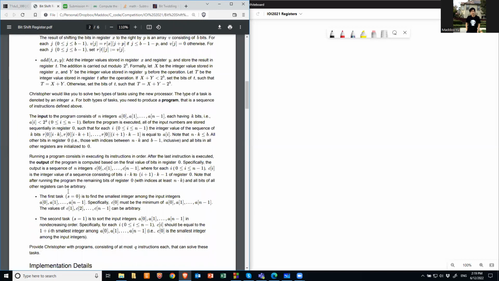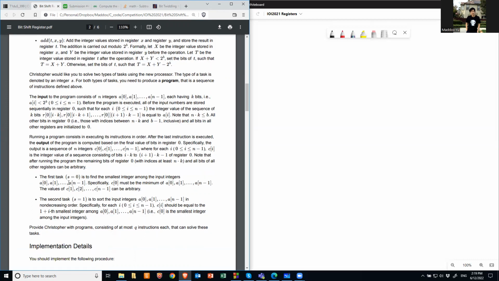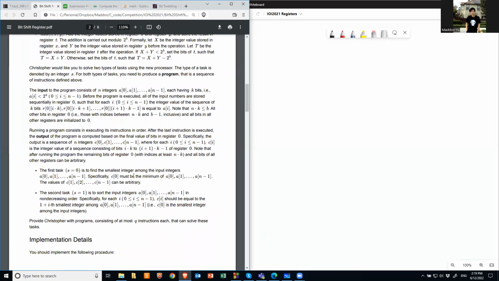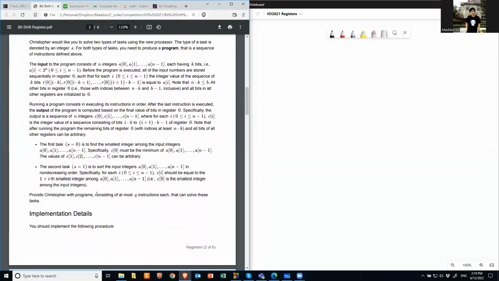The question they gave you is, if they give you an array of integers that are saved in the register, how could you find the minimum or maximum value? And then how can you sort the array? So that is the question.